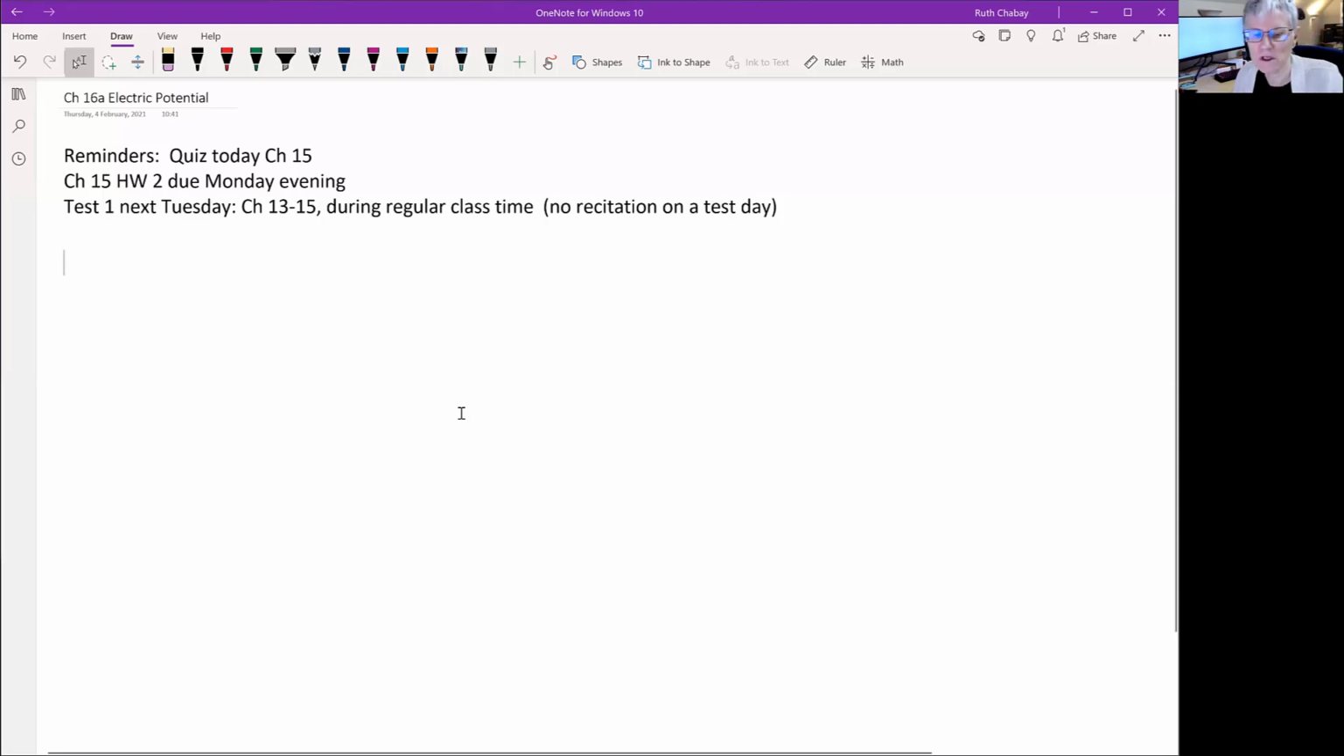So today we start talking about energy, and this is a topic from chapter 16 that will not be on the first test. It will be on the second test. And in fact, we're going to be talking about potential energy and a thing called electric potential, which is a new concept.